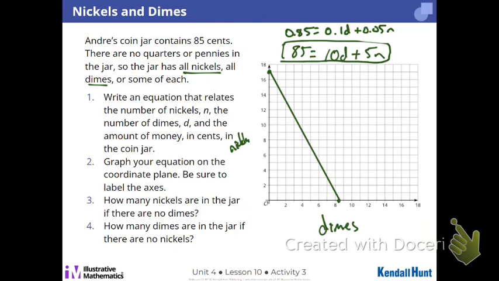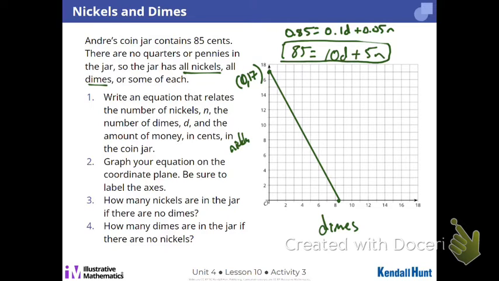Next. So we got a graph. This graph should show, in theory, all the different combinations of dimes and nickels that'll work, right? Now, we know they won't all work because, like, 50 cents, dimes and nickels. So we graphed it, we labeled it. If there are no dimes, how many nickels? We've got that. There's 0 dimes, 17 nickels.